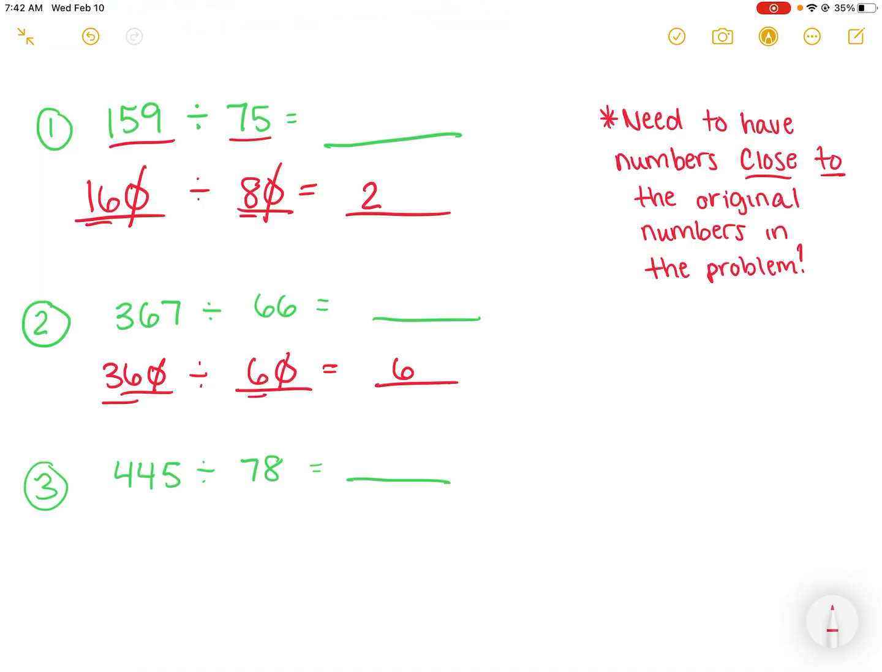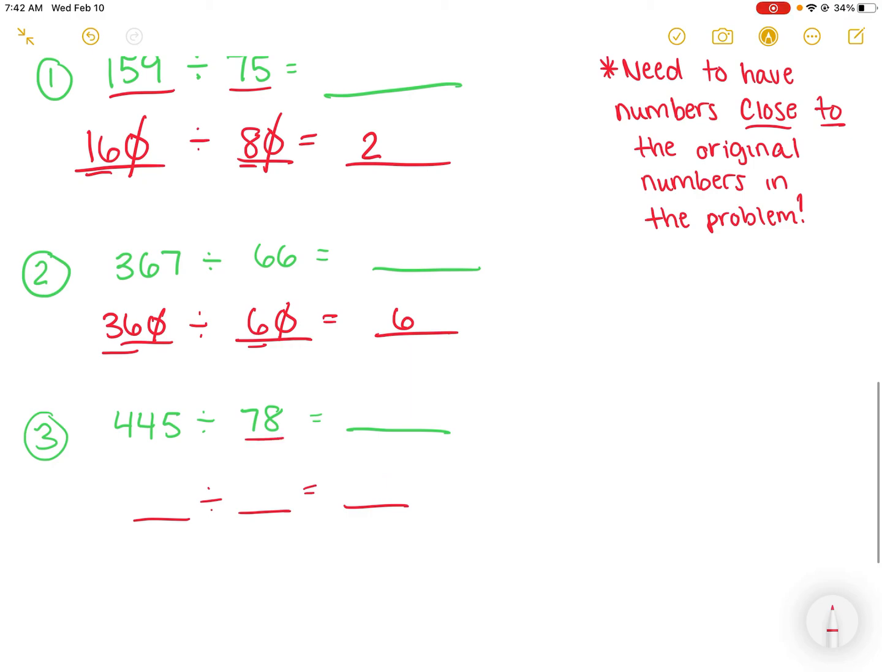Finally, let's look at the last one, number 3. We have 445 divided by 78. So let's see, I'm going to start with my smaller number, and I'm just going to bring it to 80. And I'm going to try to make 445 something I can divide by 80. So let's see, I know I have to use my 8, and I'm looking at the 44, so let's count by 8s until we find something close to 44. So we go 8, 16, 24, 32, 40, 48. So we have between 40 and 48. I think I'm going to choose 40.